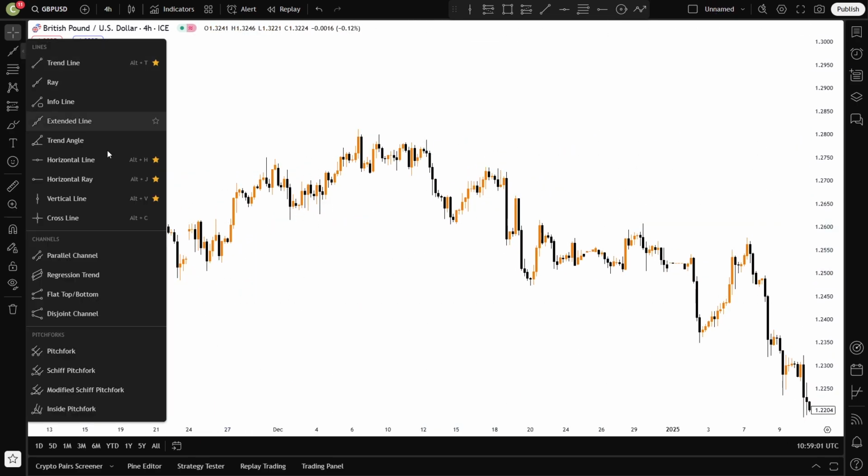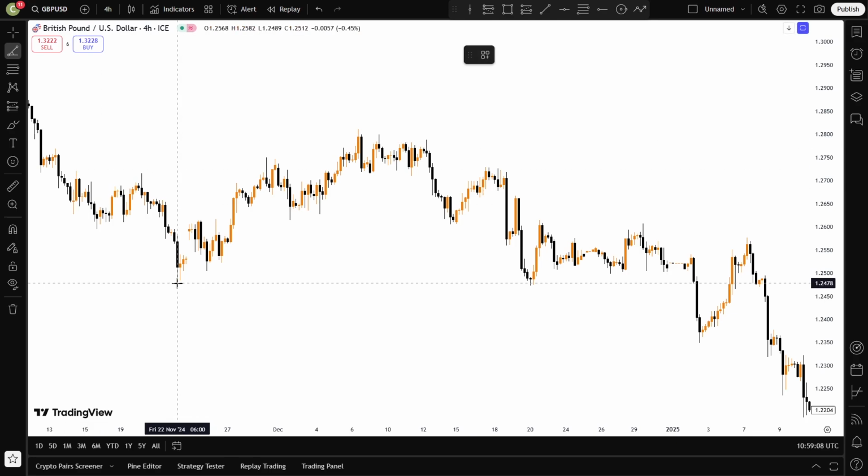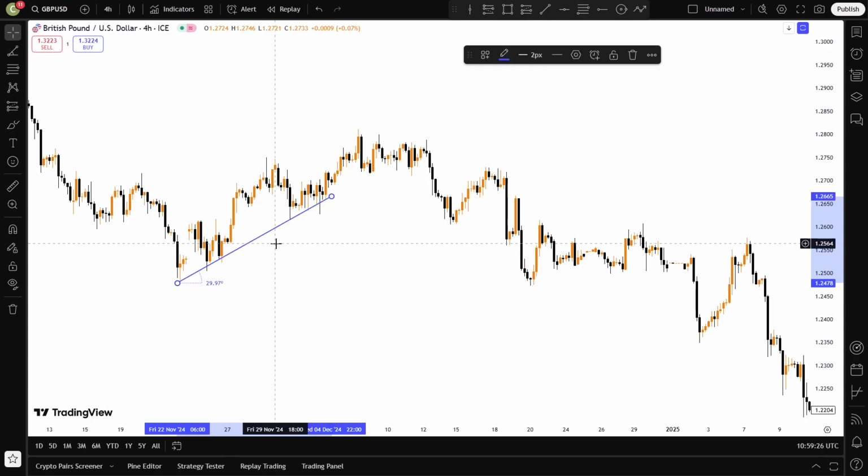Now the next tool is the trend angle. The trend angle shows the exact angle of the trend in degrees. If I draw a trend just like this one, it will tell me the degrees of the angle of the trend. For example, as you can see here, this is 29.97 degrees.